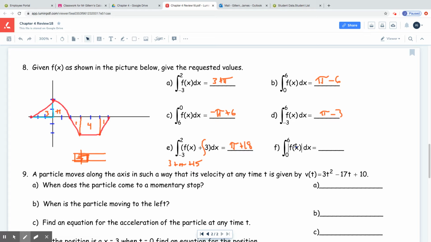All right. 0 to 6, absolute value means if something's negative, it becomes positive. So this -6 becomes a positive 6. So it's pi plus 6. All right. So for these problems, make sure you figure out the area of all these first, then do that.